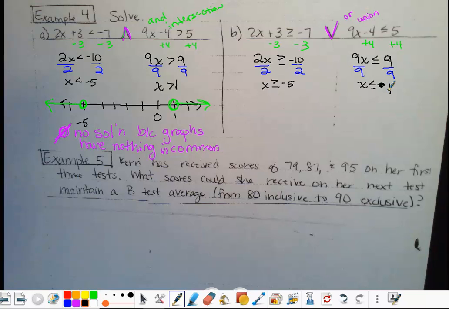Okay, so they're the exact same problem. One is an intersection, one is a union. You probably already noticed this. But the graph is what's important here. That's what I want you to see. So let's do the same thing.